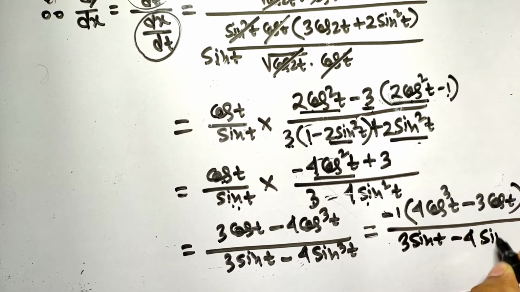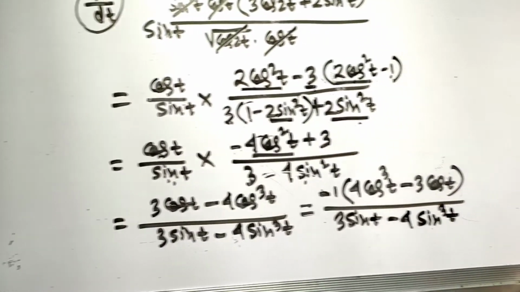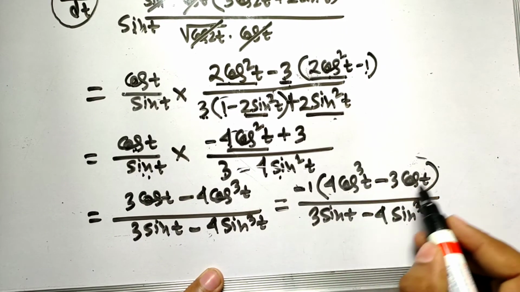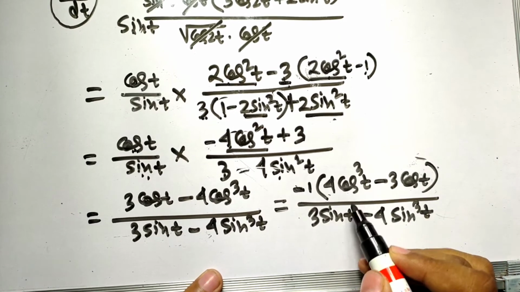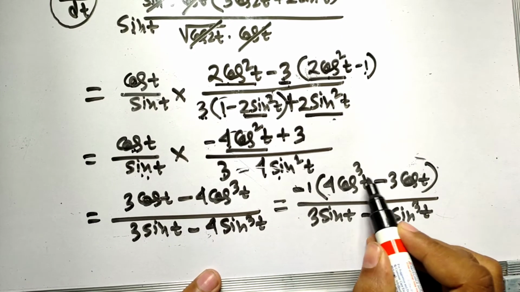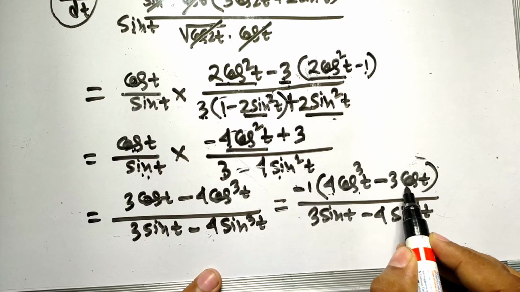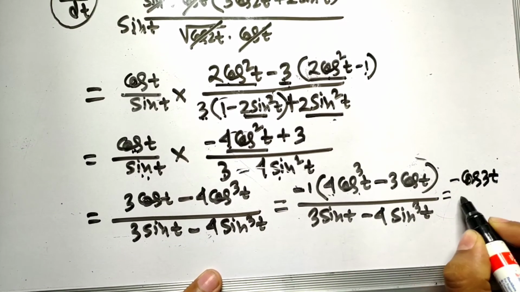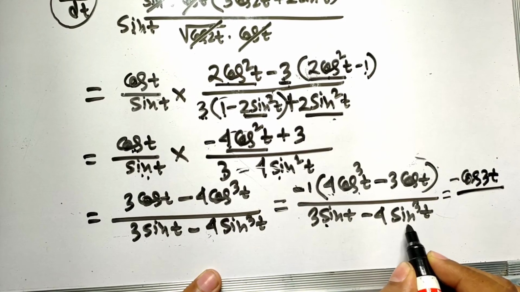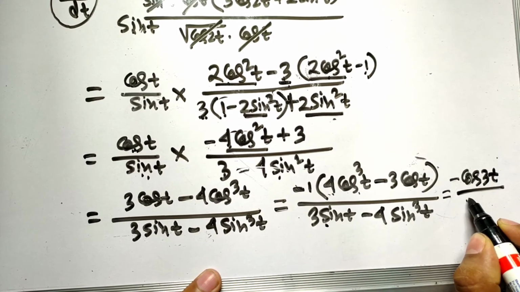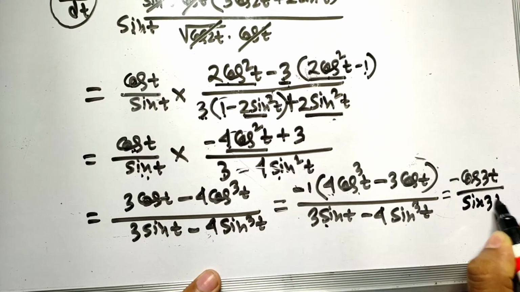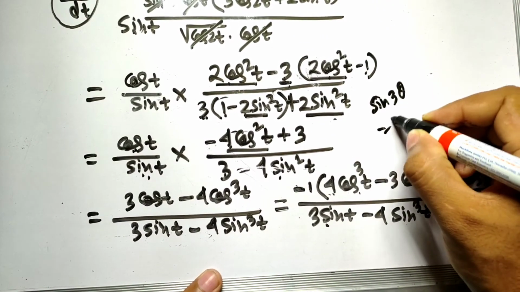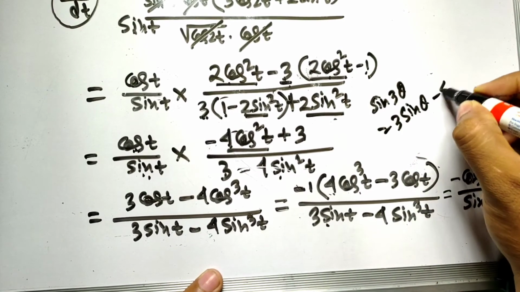This is the formula of cos 3t. Okay, the cos 3 theta formula is 4 cos cube theta minus 3 cos theta. So 4 cos cube t minus 3 cos t is cos 3t, divided by 3 sin t minus 4 sin cube t, which is the formula of sin 3t. Okay, because we know sin 3 theta is 3 sin theta minus 4 sin cube theta.